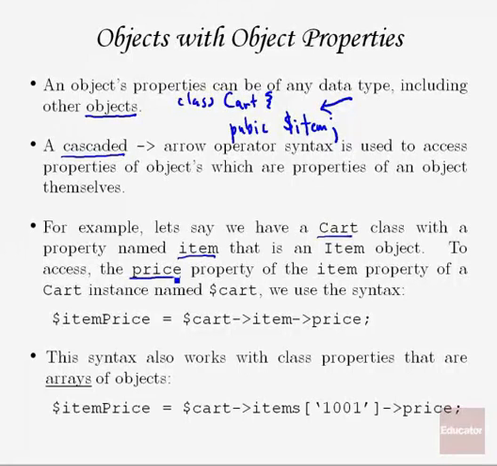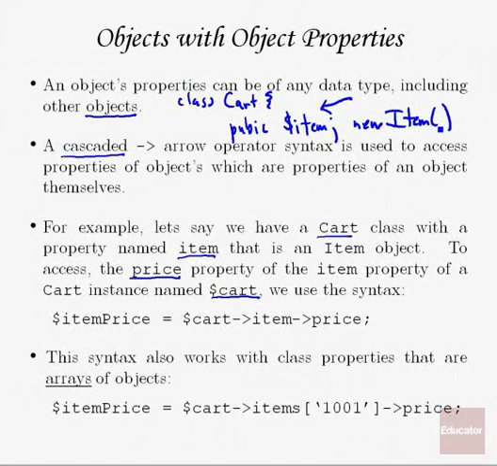Let's say we have an instance of the Cart class. So we've created an instance of Cart called $cart. Let's not worry about the details behind it, but it's been set up. An item's been added to it. So $item has been set to a new Item object, for example, maybe in the constructor of the Cart.